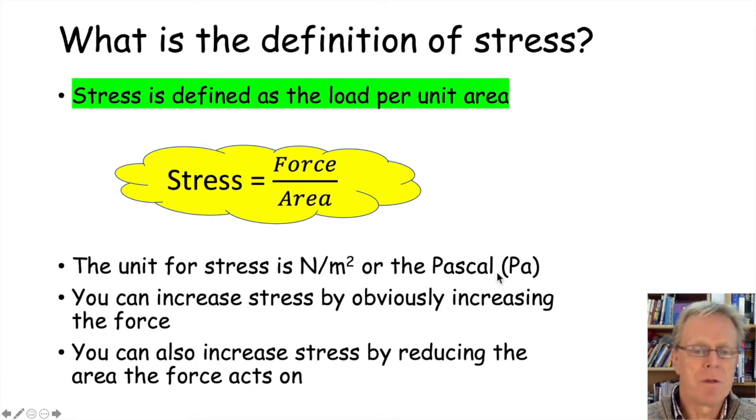But the one that's used quite widely is the Pascal. So 1 Pascal equals 1 Newton per metre squared. And that's the one that's preferred by the exam board, so that's the one I use for these examples. Now you can see here, you can obviously double the stress by doubling the force, but you can also double the stress by halving the area that the force actually acts on.